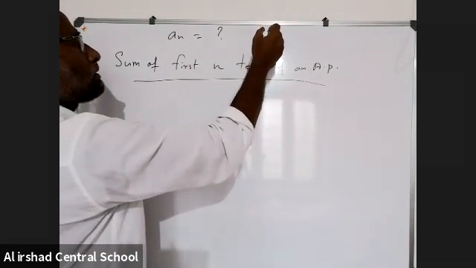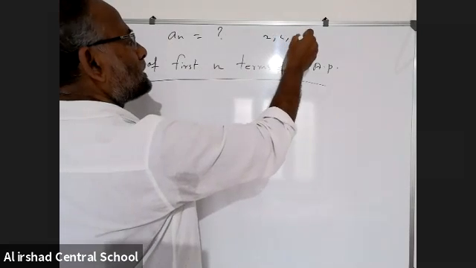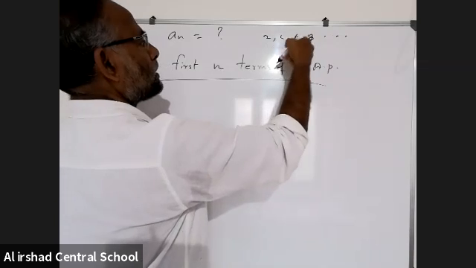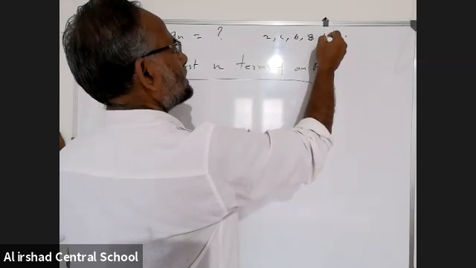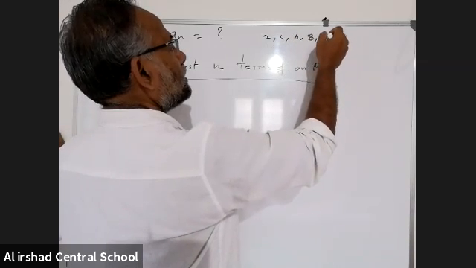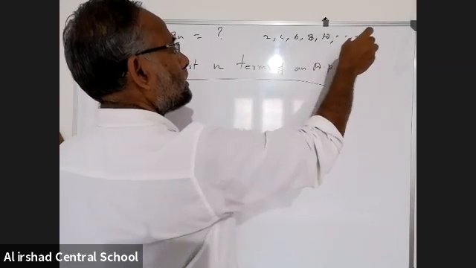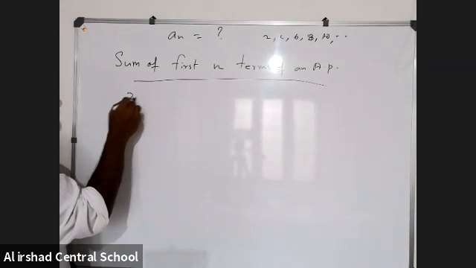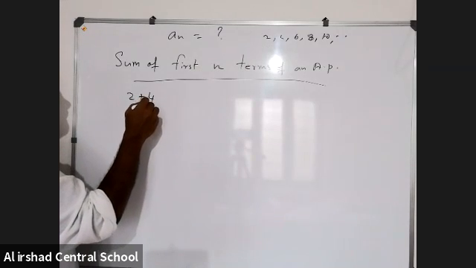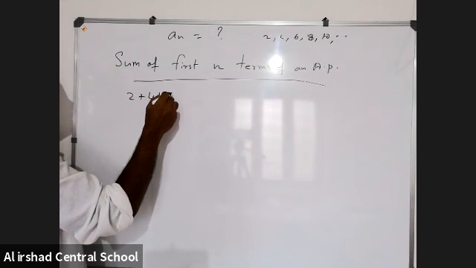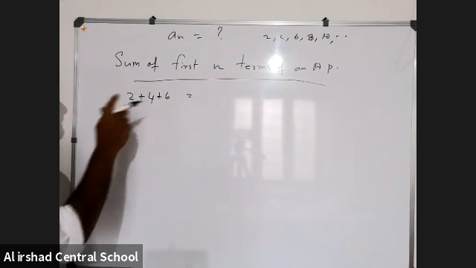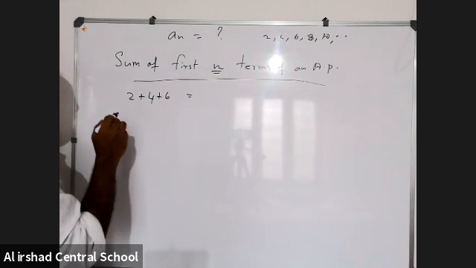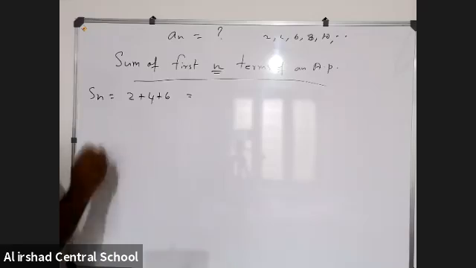So look here. 2, 4, 6, 8, 10. 1, 2, 3, 4. We know the fifth term is 10. Sixth term is 11. Now what are we doing now? 2 plus 4 plus 6 plus. Suppose the first 3 terms. That is why here, instead of N, we are doing this SN.